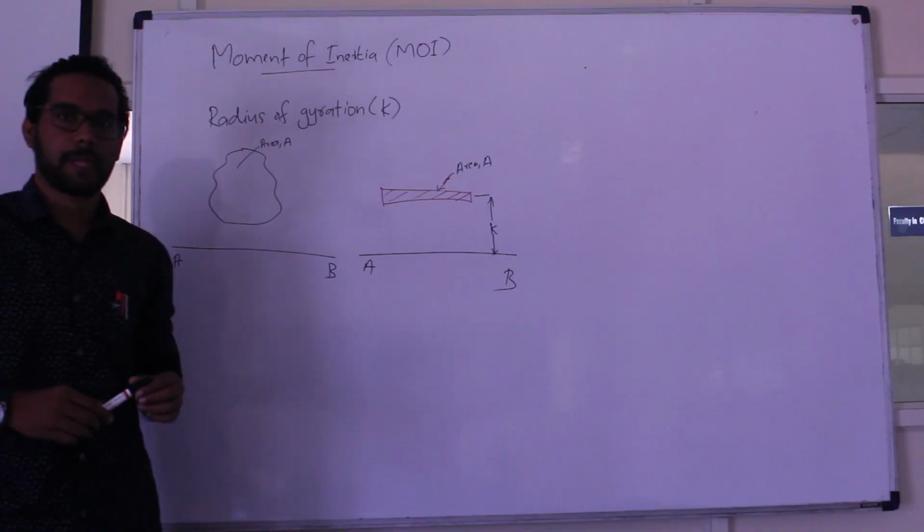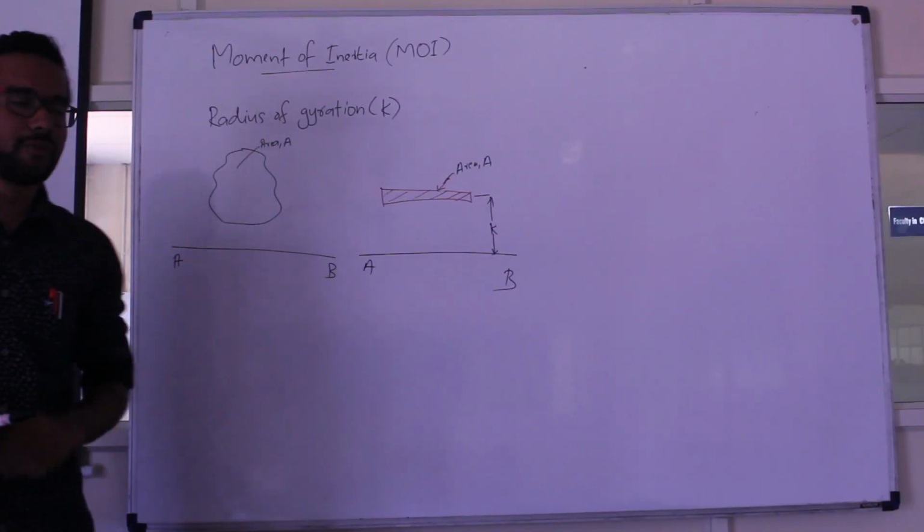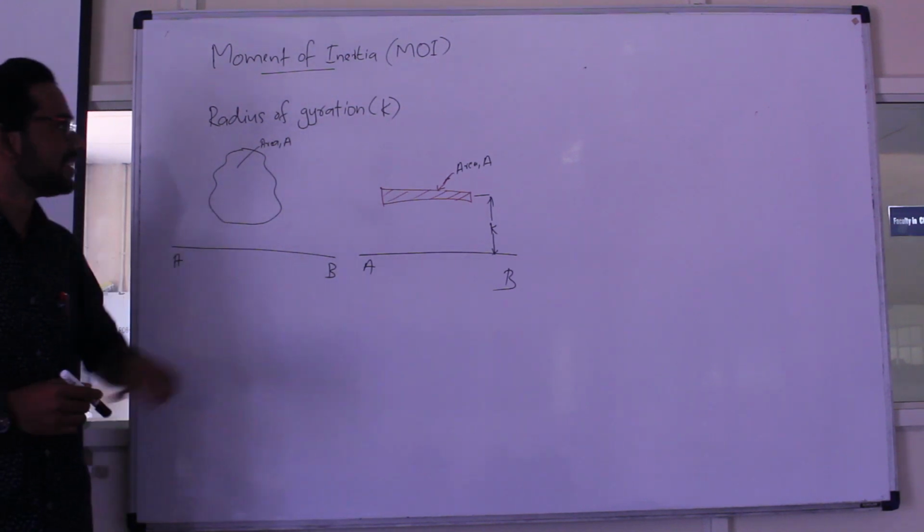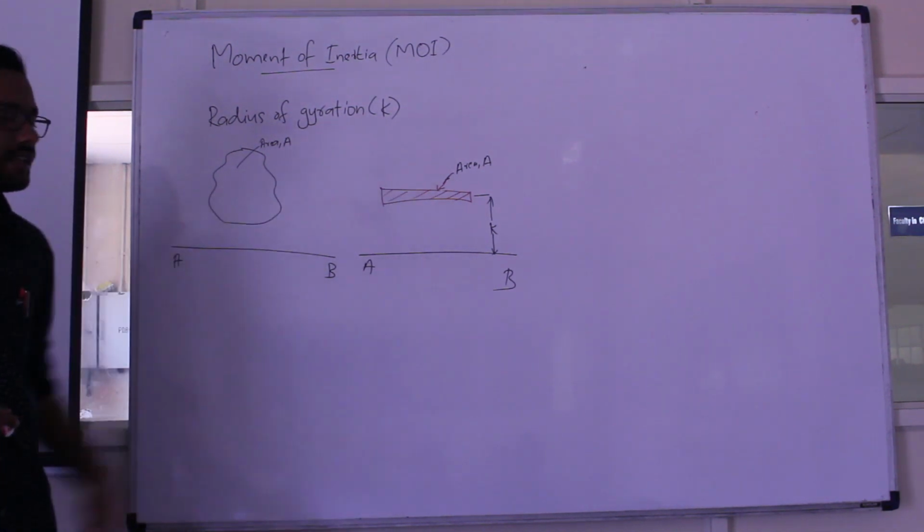We need to define one more property. It is called the radius of gyration. It is denoted by a small letter k.